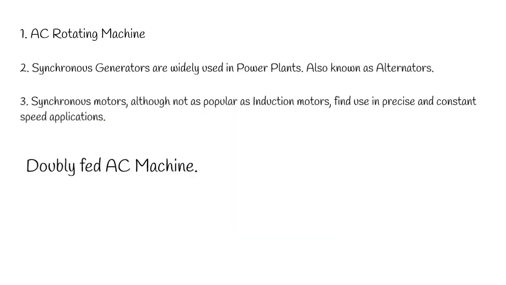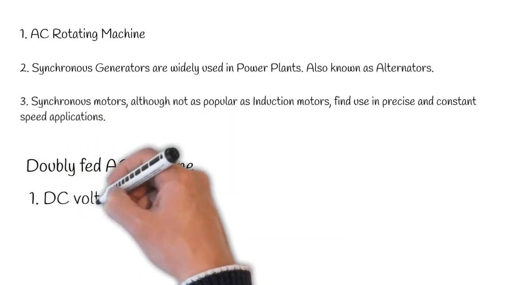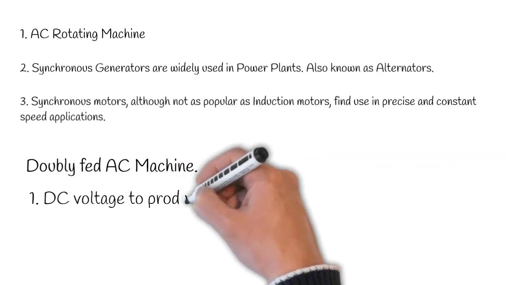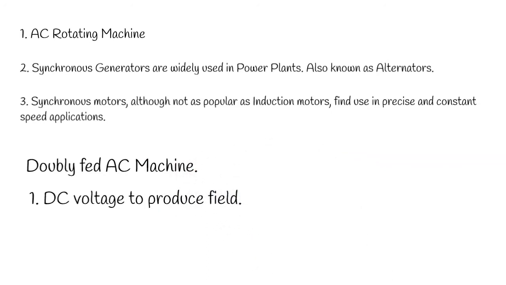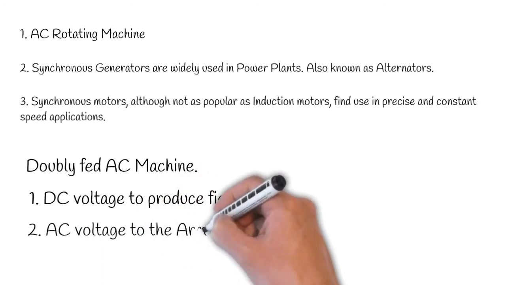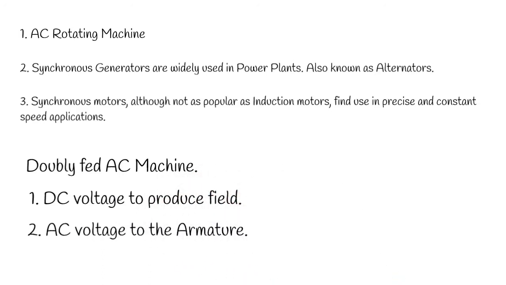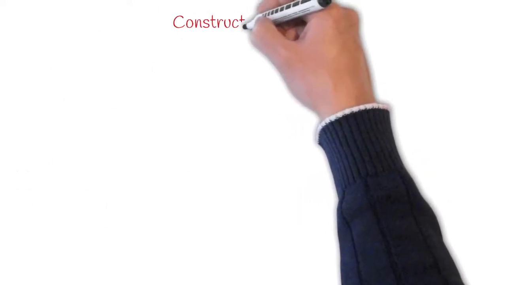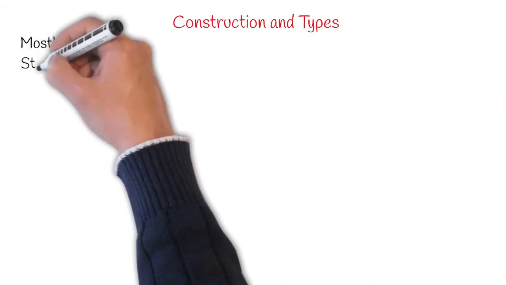So the synchronous machine is a doubly fed AC machine. We supply the DC voltage to the rotor to produce the field, and an AC voltage to the stator or the armature. We can either receive the AC voltage from the armature, or we'll be supplying the AC voltage to the armature. Now we'll be discussing the construction of the synchronous machines.